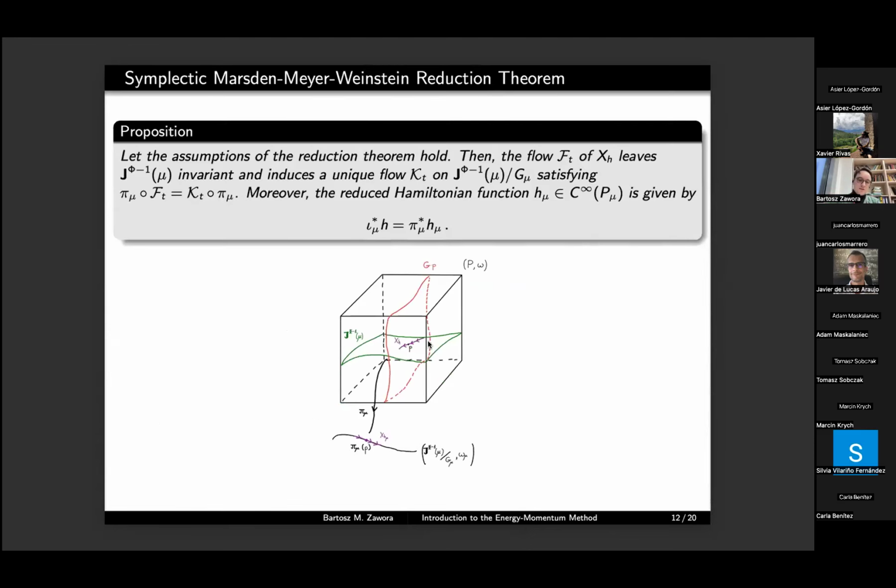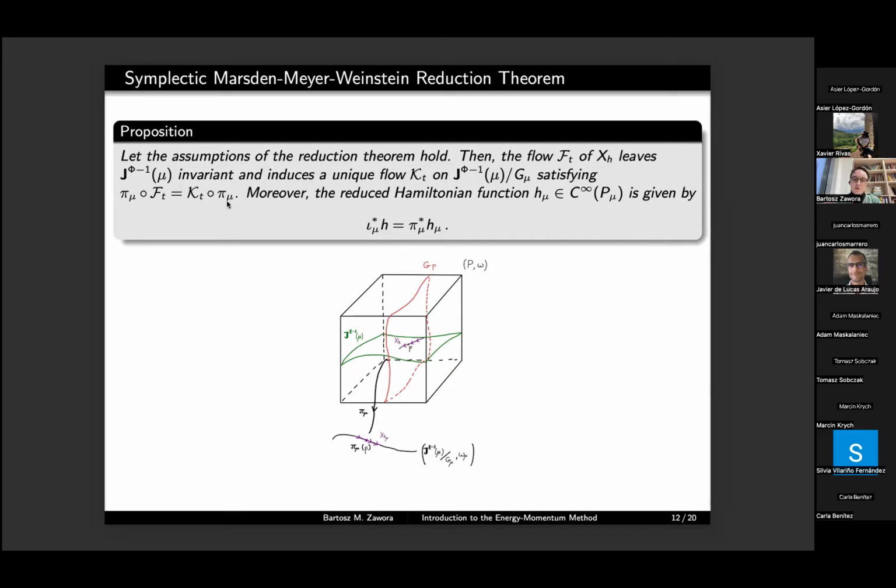Okay, so we reduce the geometry. So what about the dynamics? And of course, the answer is that we can also reduce the dynamics. So we can reduce the flow of the Hamiltonian vector field. And this is the proposition that the flow, first of all, leaves the level set of the symplectic momentum map invariant, and it induces a unique flow on the reduced manifold, satisfying this.